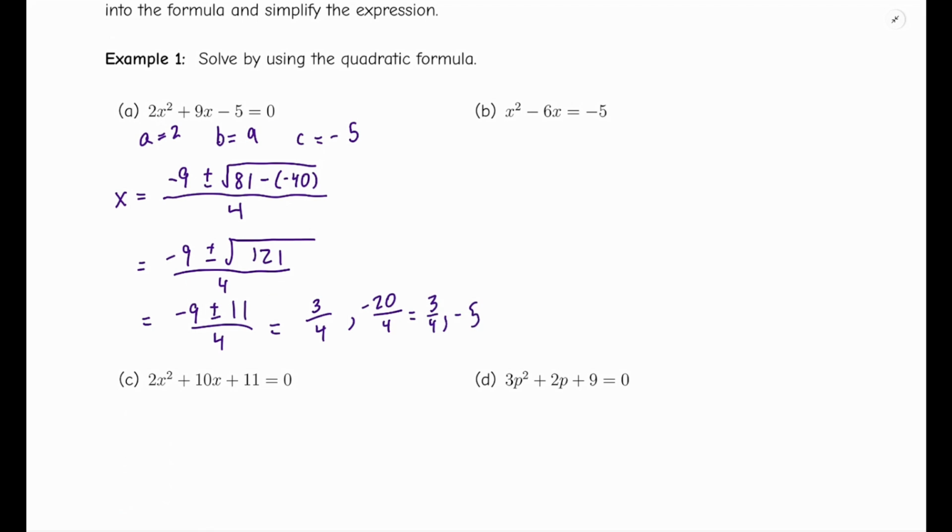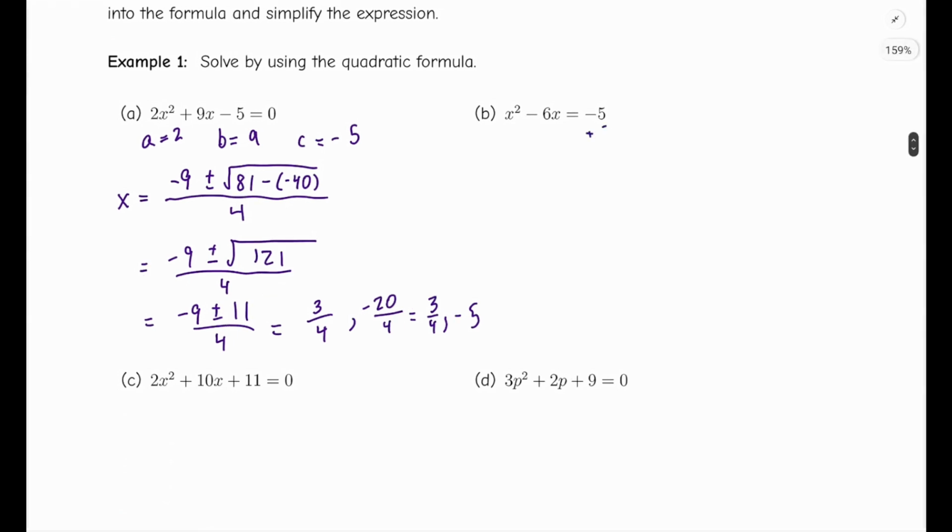Part B, x squared minus 6x equals negative 5. The quadratic formula only works if the equation is set equal to 0, very similar to factoring. So the first thing we have to do is add a 5 to both sides. We get x squared minus 6x plus 5 equal to 0.